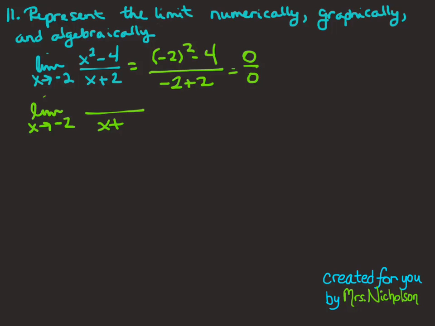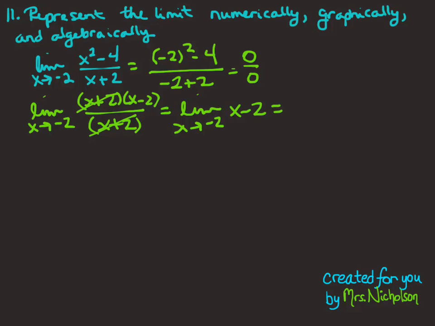So I'm going to factor my numerator, and I get (x plus 2)(x minus 2). My x plus 2's cancel out, and I'm left with the limit as x approaches negative 2 of x minus 2. My last step is to plug in again, and negative 2 minus 2 equals negative 4. So I found the limit algebraically, and it's equal to negative 4.